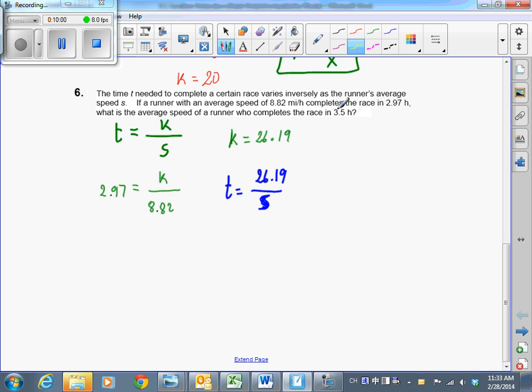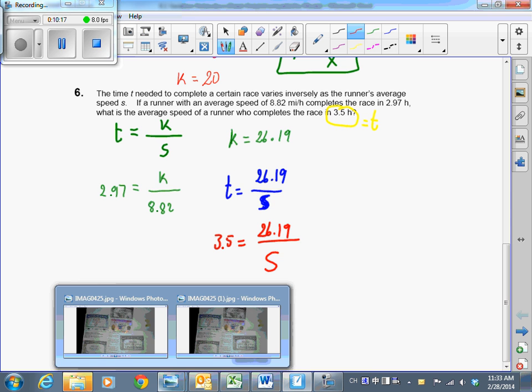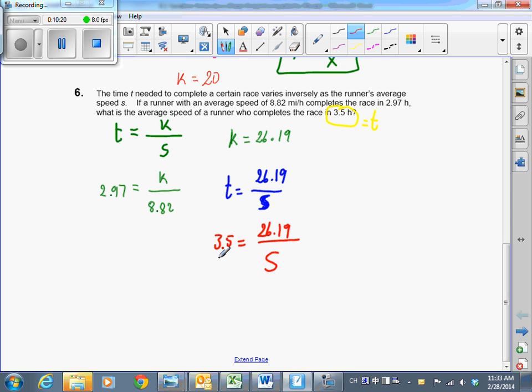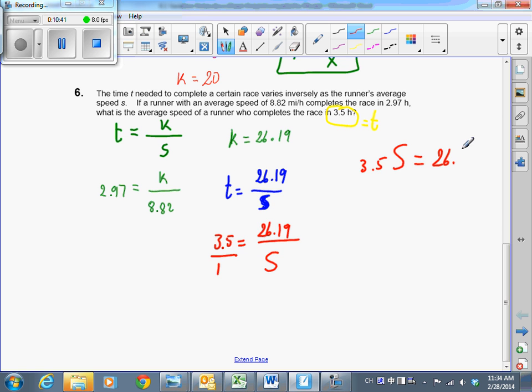This 3.5 hours, what does it represent? The time, right? So let's go ahead and plug in. Having the time is equal to 3.5. So I will say 3.5 is equal to 26.19 over S. Now, what operation will it end up being? You put that over 1, right? And cross multiply. So you get 3.5 S is equal to 26.19, right?